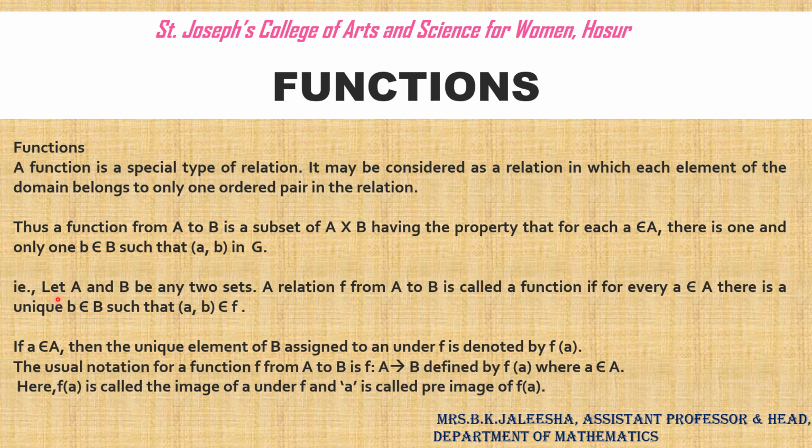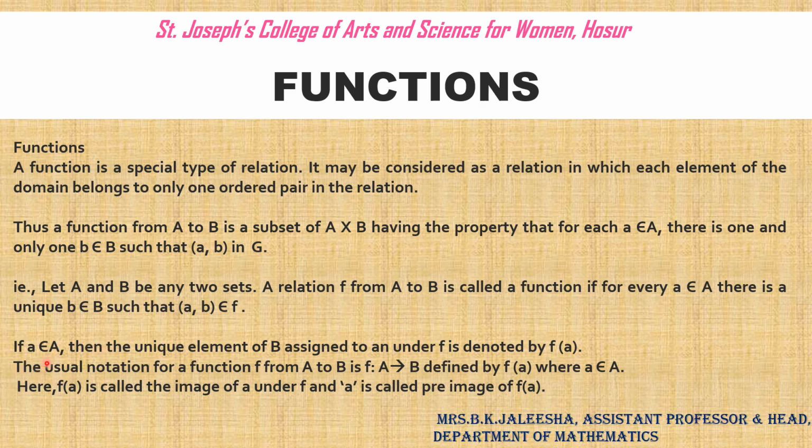It can also be defined as: if A and B are any two sets, then the relation from A to B is called a function if for every a belongs to capital A, there is a unique b in the set B such that the ordered pair (a, b) belongs to the function.